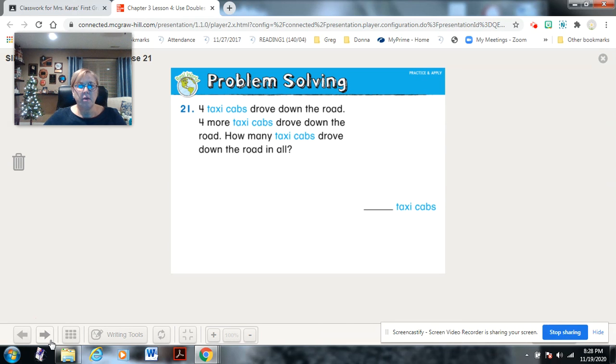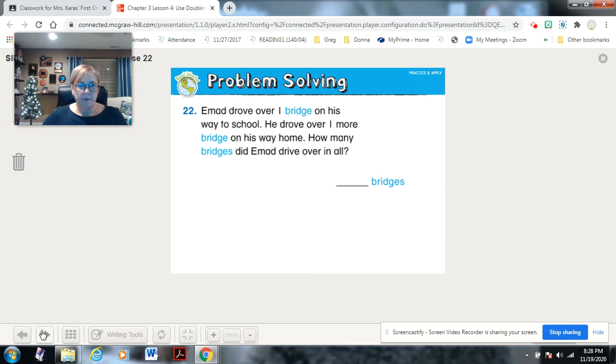Okay, some problem solving. 4 taxi cabs drove down the road. 4 more taxi cabs drove down the road. How many taxi cabs drove down the road? Pause and solve it. 8. Good job. Emmett drove over 1 bridge on his way to school. He drove over 1 more bridge on his way home. How many bridges did Emmett drive over in all? Pause and solve. That's right. 1 plus 1 is 2.